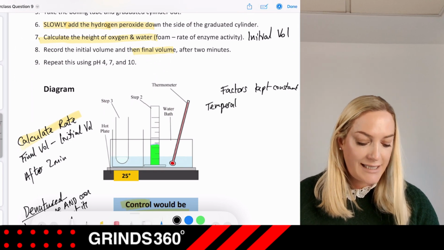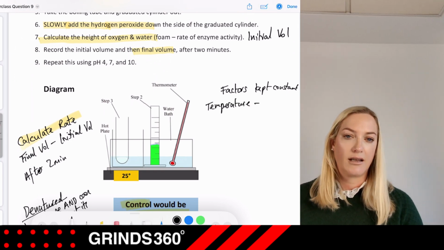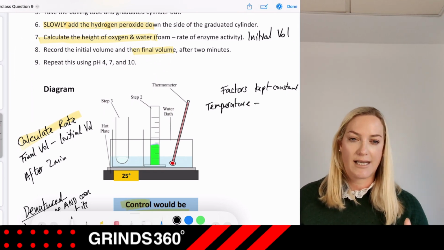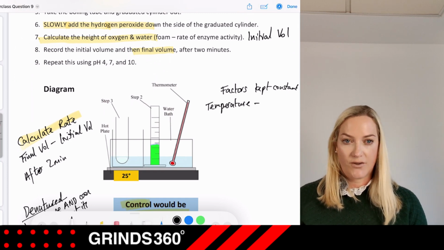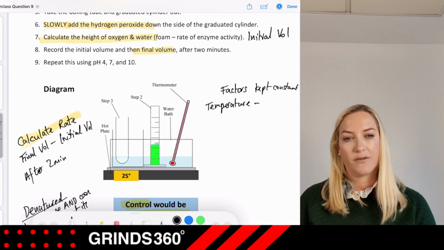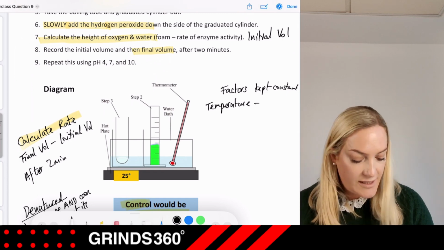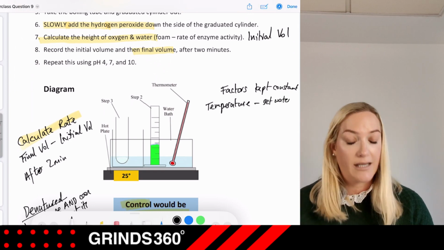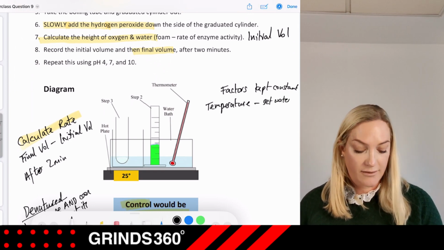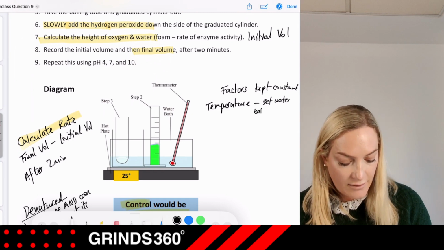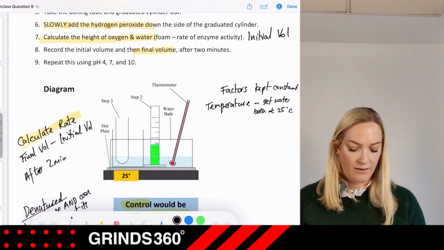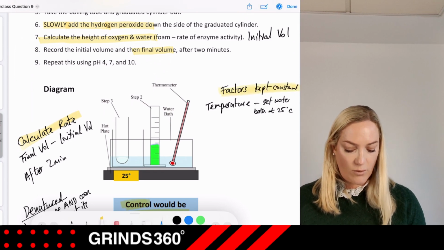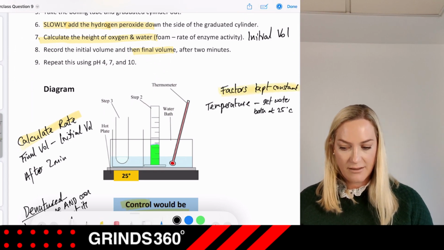How do we keep temperature constant? We use a water bath at a set temperature. You can say 25 degrees, because in this one, the optimum temperature is 25 degrees. So set a water bath, or you could say a thermostatically controlled water bath, at 25 degrees Celsius. Okay, what was another factor that we kept constant?